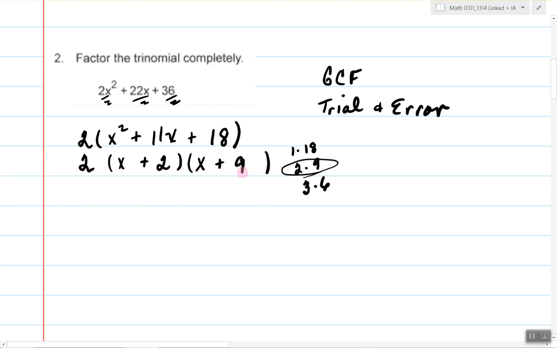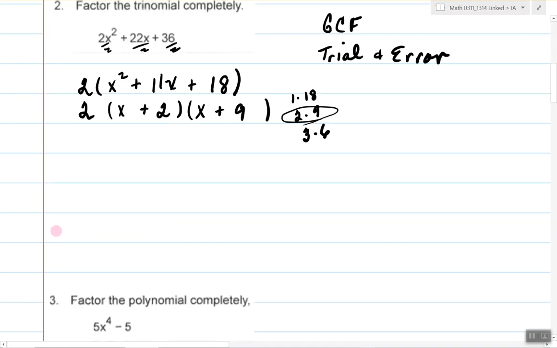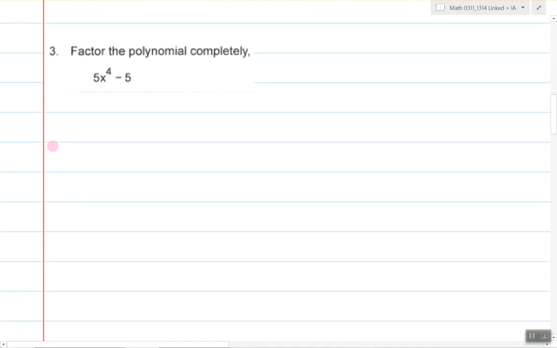You should check your problem. I'm not going to check it in the video, but you would check this product by FOIL to see if you get this. Then you would distribute the 2 to see if it takes you all the way back to the beginning. Let's look at number 3. Do you have a GCF? And the answer is yes. There is a 5.